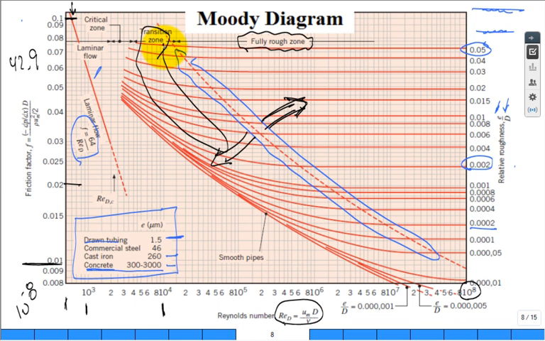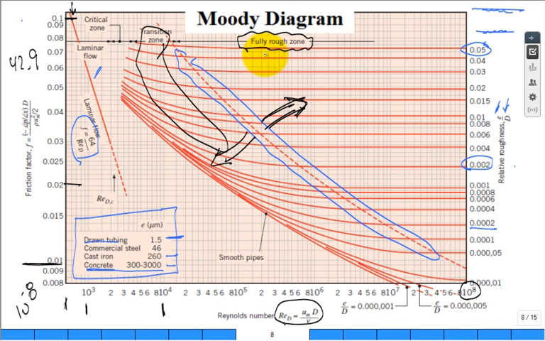I don't like those names. It's more the concept that I want to emphasize. Sometimes instead of fully rough, I've seen fully turbulent. I think that's even more confusing. But fully rough doesn't make much sense to me either. I haven't seen great names for these zones, but I know what they're doing.